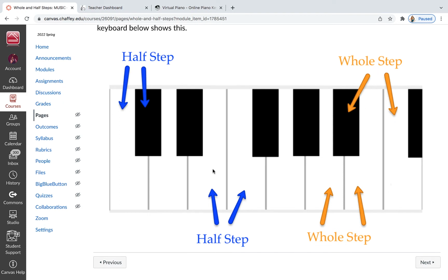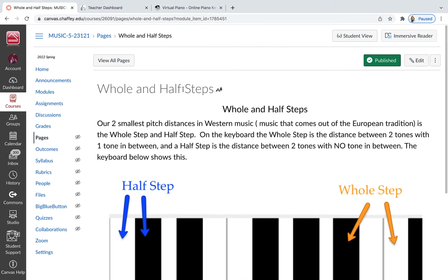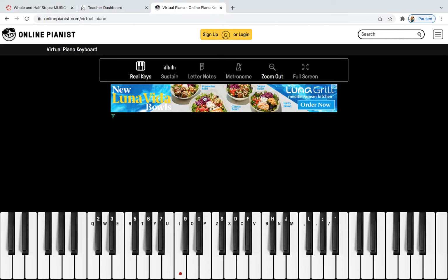The half steps are the smallest intervals, and there's nothing in between them. They're right up against each other. So if we were to hear those sounds on the keyboard, this is what we're going to hear.